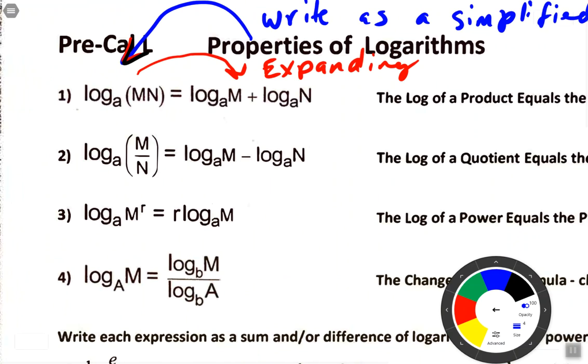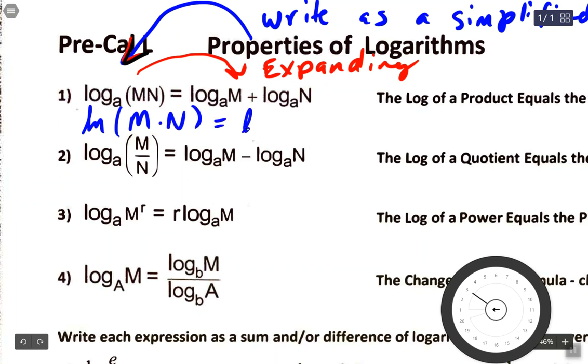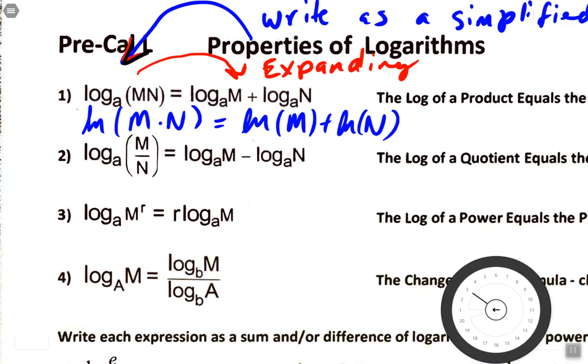So we're going to write down here natural log of m times n. Let me make this bigger, it's driving me nuts. There we go. Natural log of m times n, that's multiplication, right? It equals natural log of m plus natural log of n. So the log of a product is equal to the sum of the log of each part.